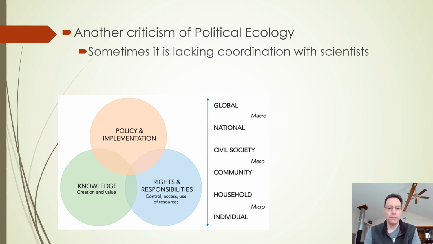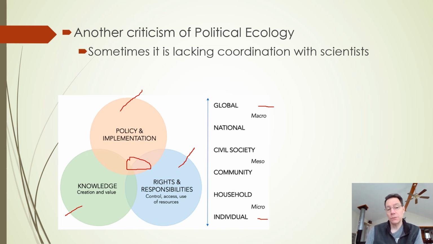So here's a little diagram that shows sort of the Venn diagram of some political ecology. So there's the policy and implementation, rights and responsibilities of the different actors, what we know about the system, and maybe what indigenous knowledge there is and things like that. And then we can look at this at different scales. So the individual scale, household, community, civil society, national, even global scale. So you could look at an issue at different scales. The issue might be right in the center here. Maybe it's copper mining or something like that.